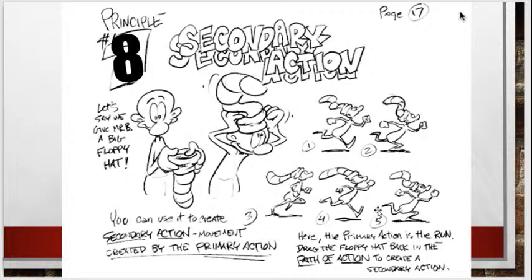So two animations are happening at the same time. The one animation, the main animation, is his running. The second animation is that his hat is also animating. So two different kinds of animation: main animation, then secondary animation. So the secondary animation here will give a feeling that he's a funny guy because he's wearing a funny hat.